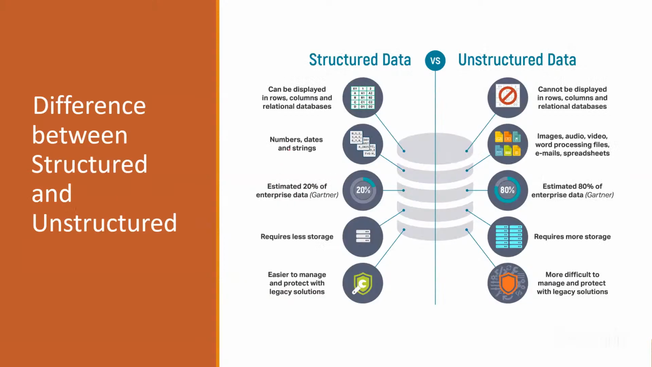Already we discussed yesterday structured data, which is in the form of rows and columns. Here it cannot be displayed in the form of rows and columns. Numbers and strings belong to structured data. Images, audio, video, word processing files, emails, spreadsheets, right? Of the data generated on a daily basis, only 20% is structured data. The majority of it is unstructured data.